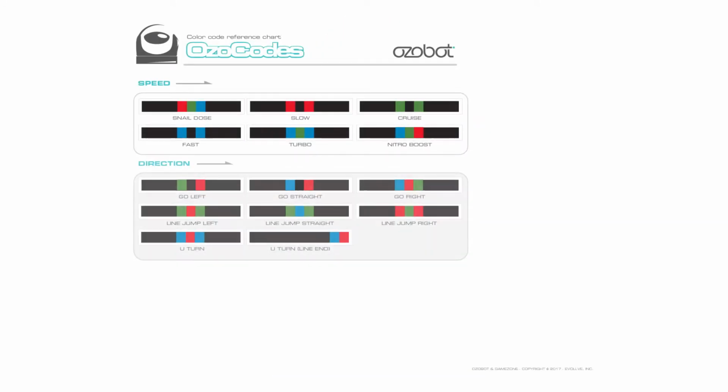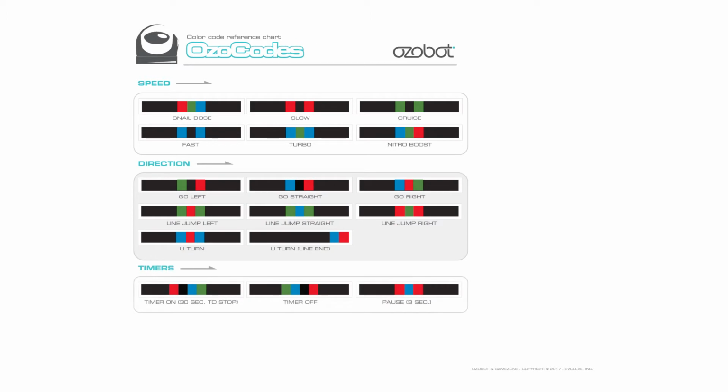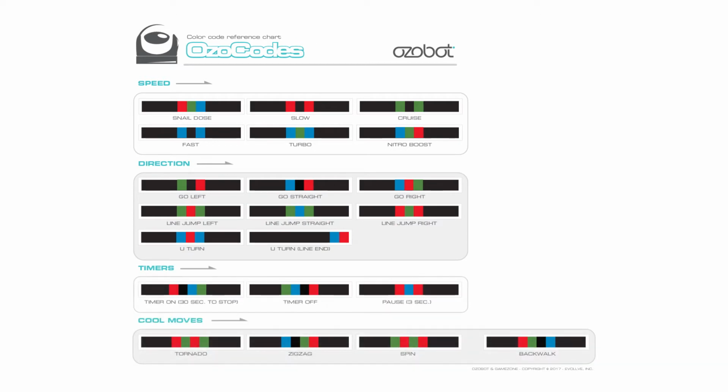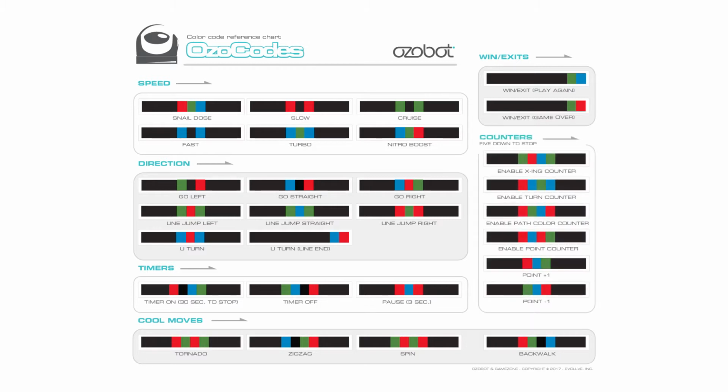The turn right code just demonstrated is an example of an Ozo code that the Ozobot can understand. Ozo codes are all of the color codes that the Ozobot can understand. There are Ozo codes for speed, direction, timer, special and cool moves, win and exit, and counters.